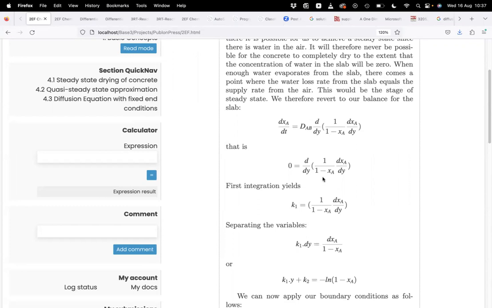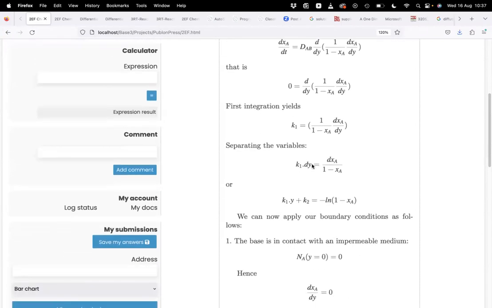And when we did the first integration, so we integrated for y here, then of course we had k equals this. And then again, we could separate the variables. So we separated a y out, and then we were integrating this. And then we did the second integration. So the integral of this is minus ln of 1 minus xa. And then the integral of this is k1y plus k2.